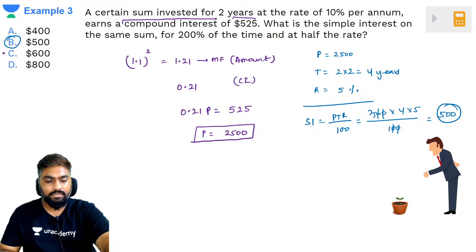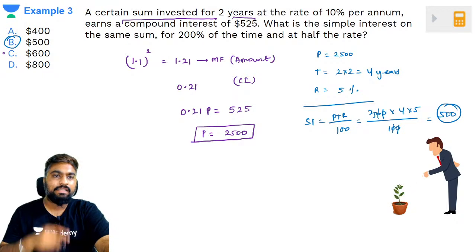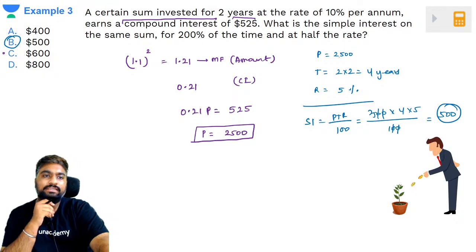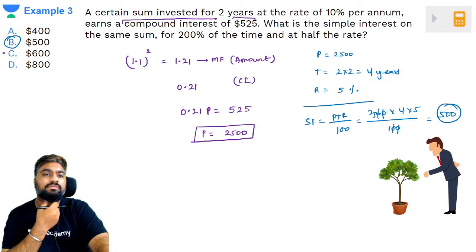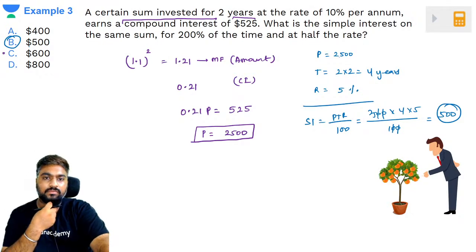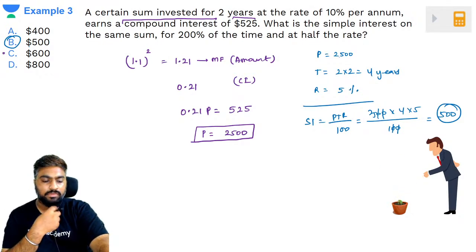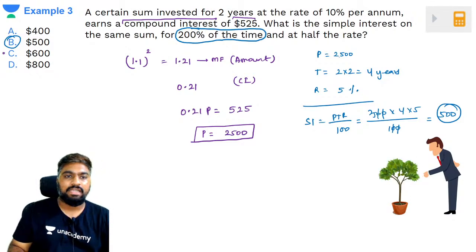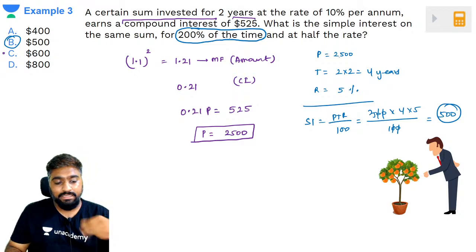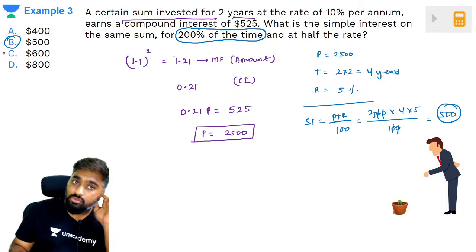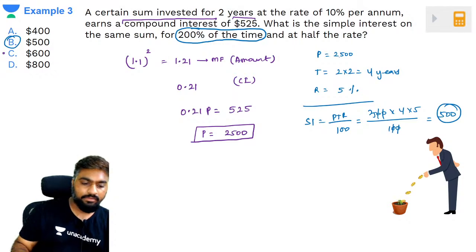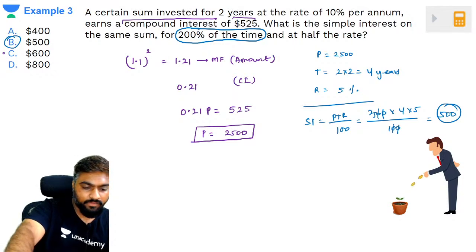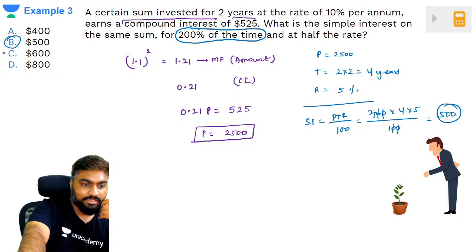Are you getting this, guys? It will not be 600, it will be 500. Say yes if you understand this. They are not saying the time increases by 200%, no, 200% of the time, meaning 2 times the time, that's it. Not a 200% increase in time, but 200% of the time. Okay? So Abhinav, Gaurav, Saurabh, please check this.